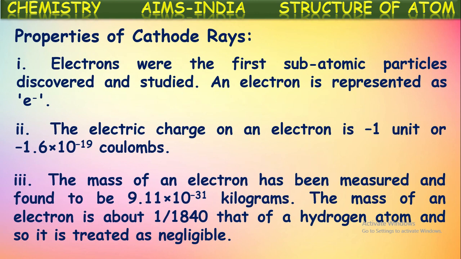The mass of an electron is very small when compared to the mass of hydrogen, being 1 by 1840th part of the mass of hydrogen. So it is generally negligible. It is treated as negligible mass, but quantitatively it is equal to 9.11 into 10 to the power of minus 28 grams.